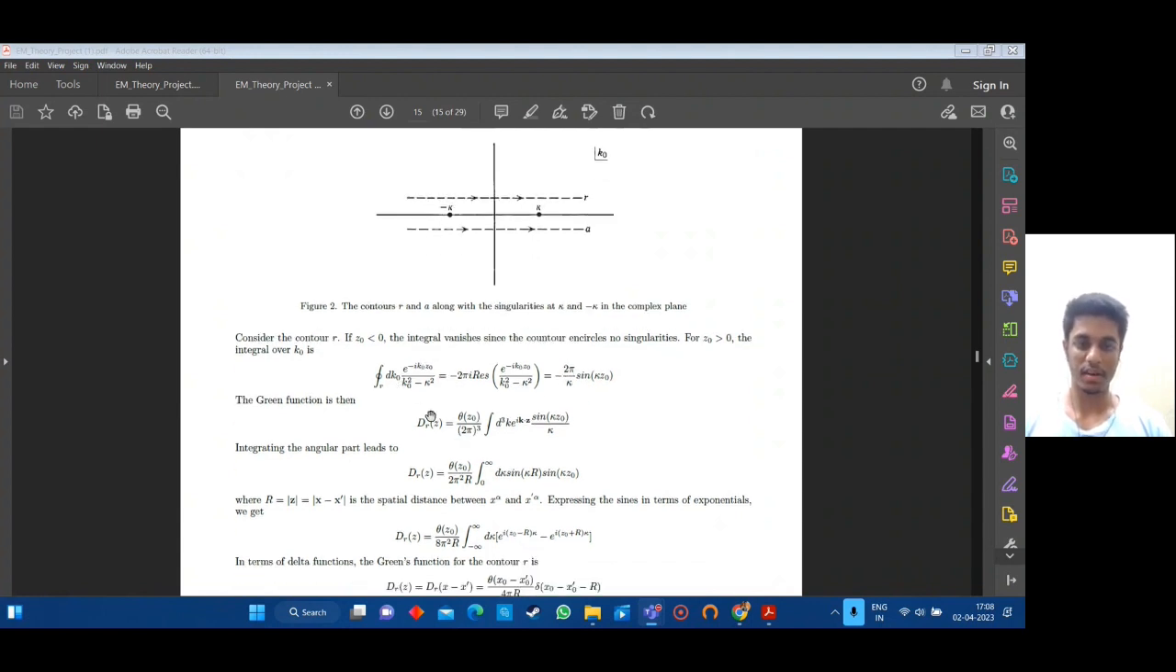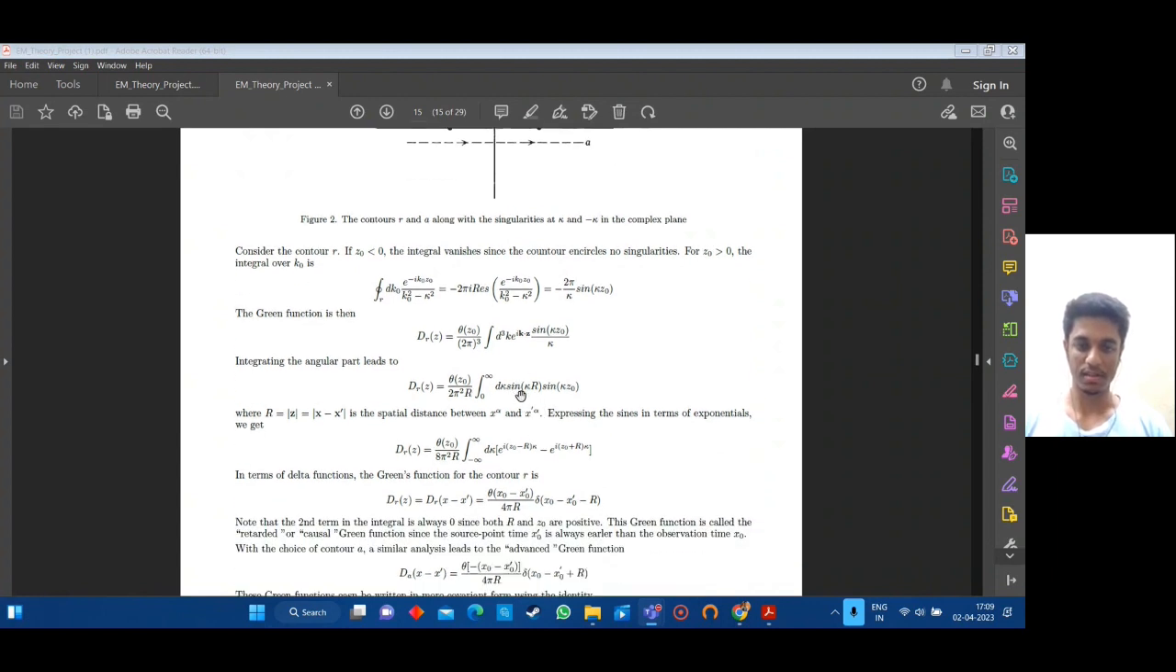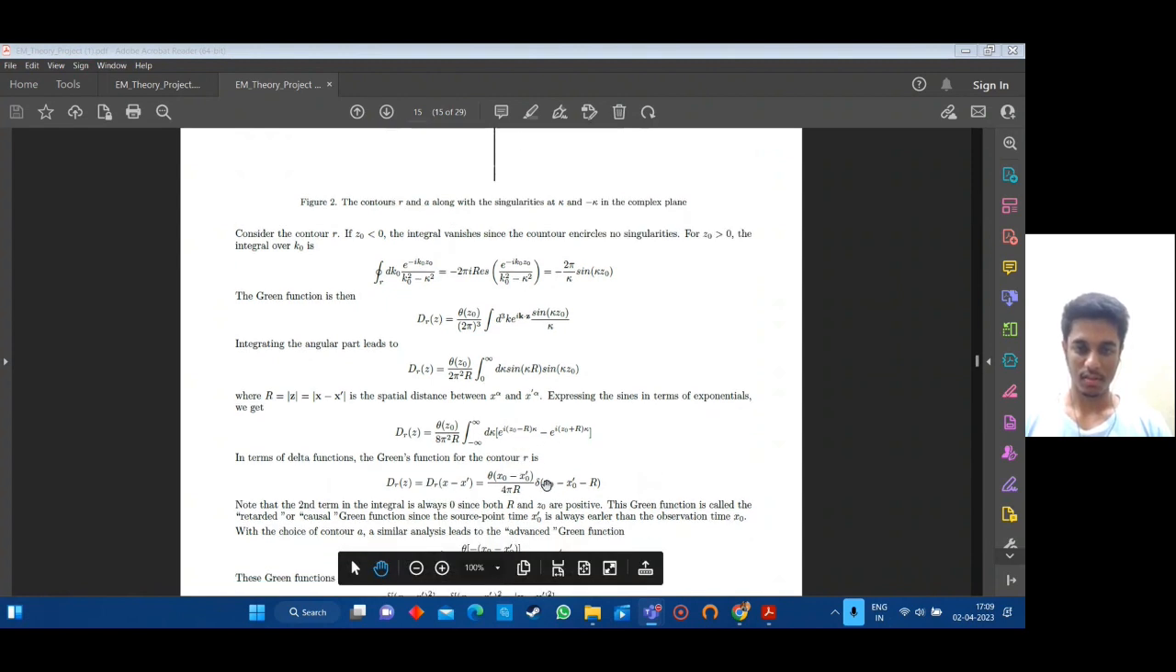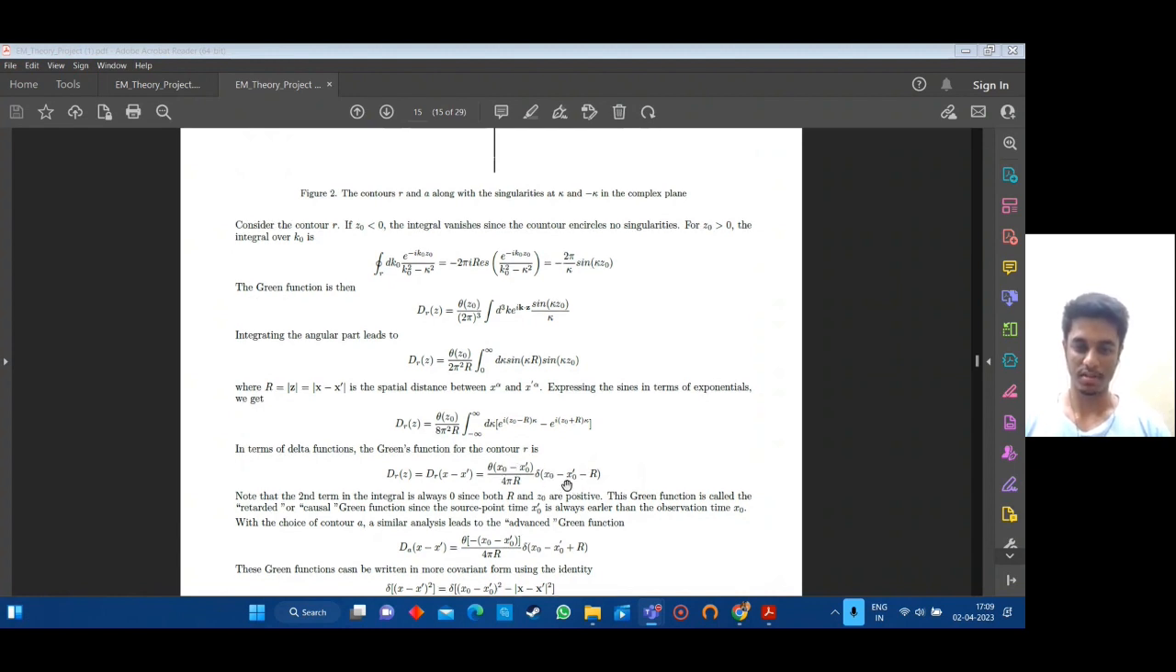So the k naught part is integrated out, and we are left with the three-dimensional integral. This Green's function depends on the choice of contour R, so we denote it as D_R, and we'll see that D_R(z) is essentially the retarded Green's function. For the three-dimensional integral, we convert to polar coordinates first and integrate the angular parts, then treat these sine terms in terms of exponentials, and that again gets converted to delta functions. So the retarded Green's function is expressed in this form: a causal term, which is non-zero if z naught is more than 0 and vanishes if z naught is less than 0, as we said, times this delta function.